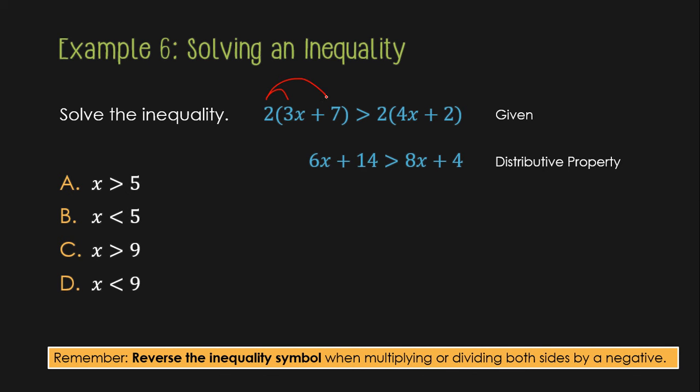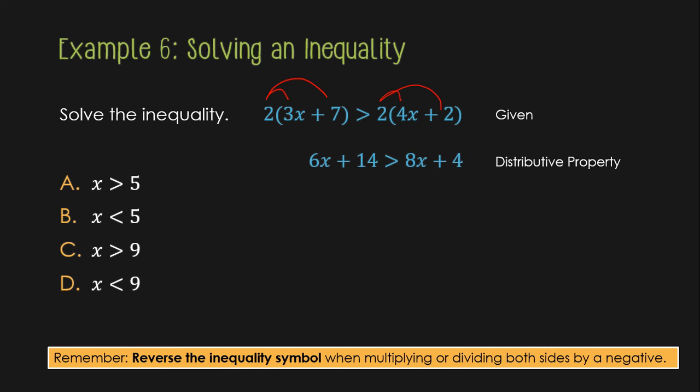I'm multiplying that 2 to both terms here, so 2 times 3x is 6x, 2 times 7 is 14, and then it's also true on the other side that I need to use the distributive property, so 2 times 4x is 8x, 2 times 2 is 4. So that's where those numbers are coming from.